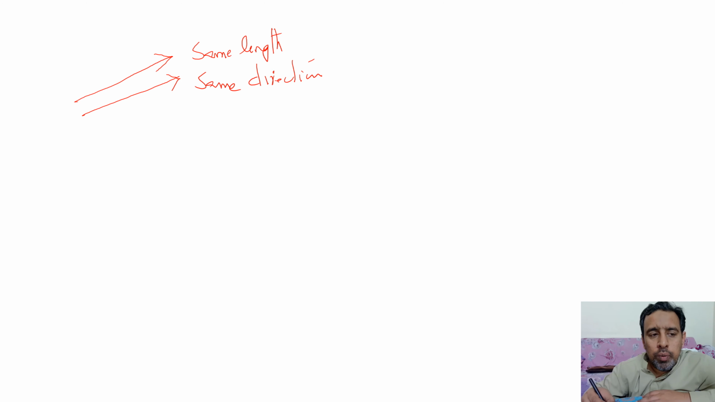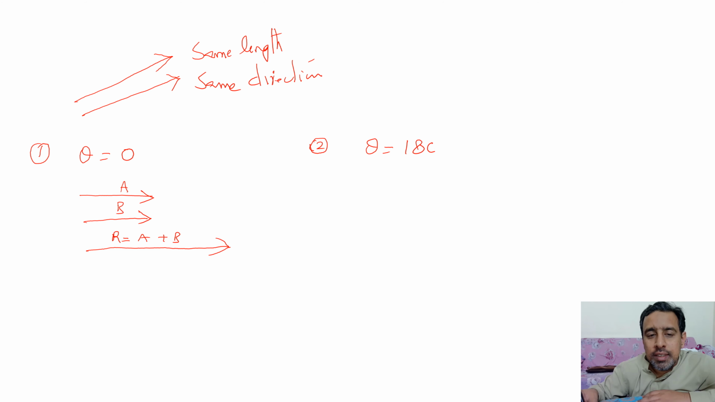If you are going to add the vector number 1, the angle between the vectors is 0, means the vectors are like this one. We have vector A here and we have vector B here, and the resultant of these two vectors is A plus B. For example, if it is 5 Newton and 4 Newton, then the resultant is 9 Newton and the direction is same.